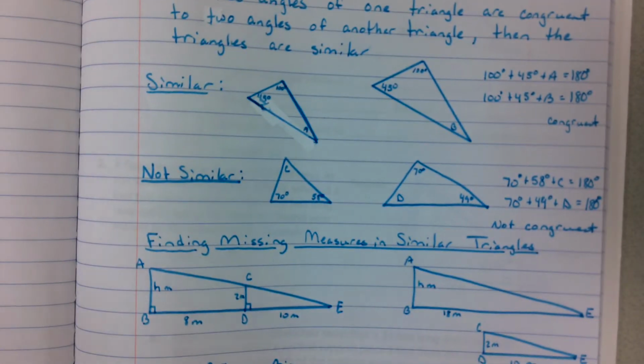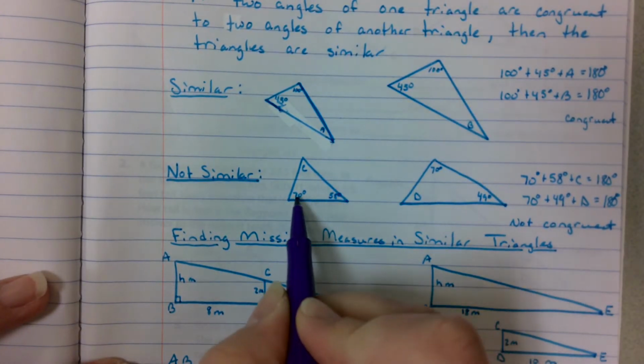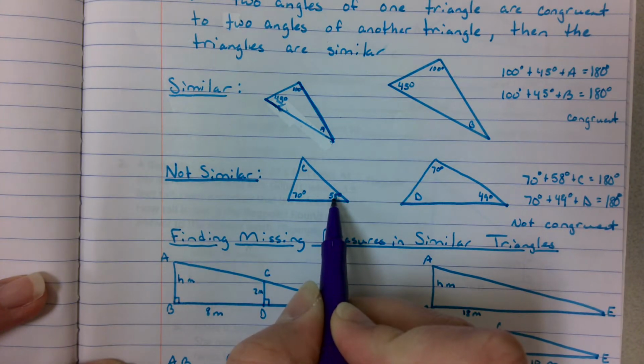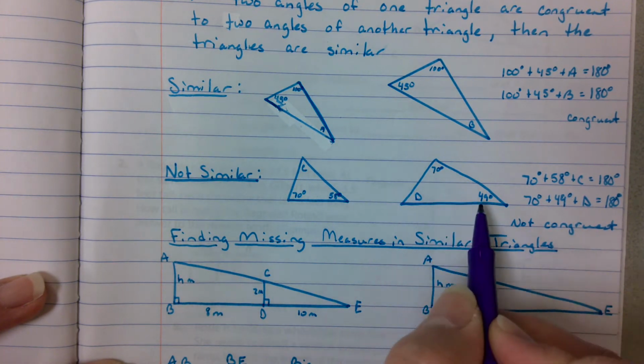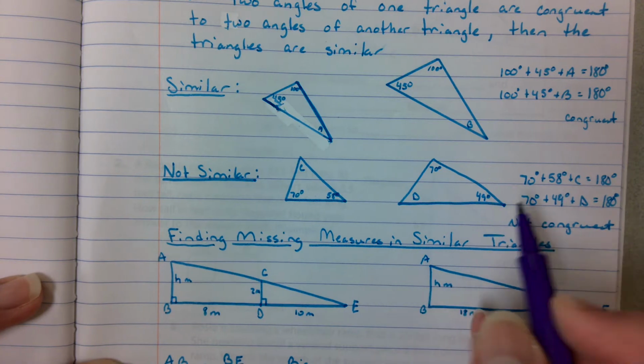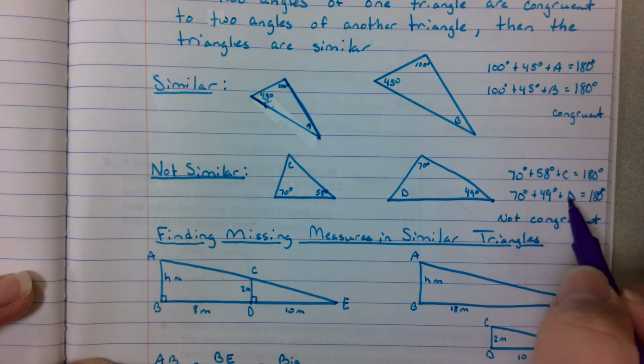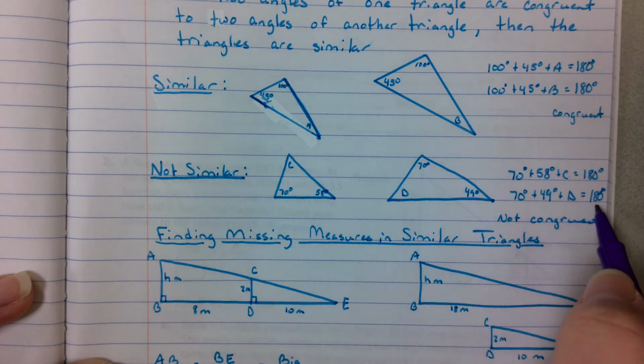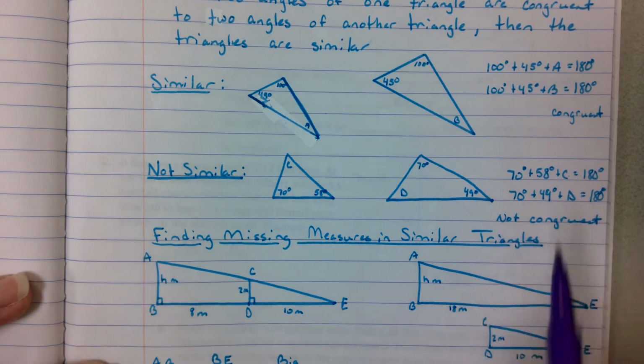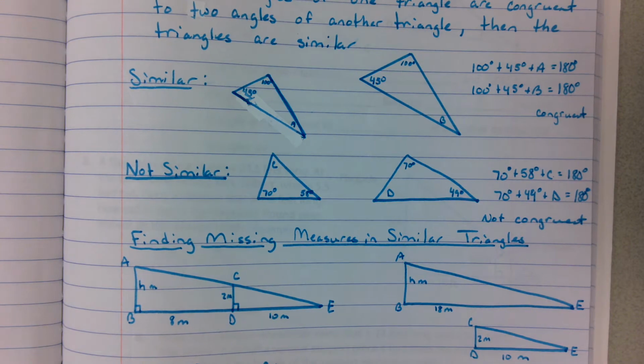Now, looking at this next pair here, I have 70 degrees, 58 degrees, and 70 degrees, 49 degrees, which means angles C and D are not going to be the same, and they'll both add up to 180 degrees still. The triangles are not congruent though. So those are not similar.